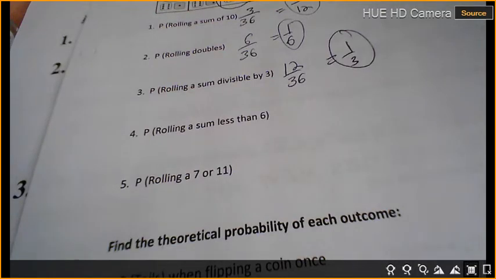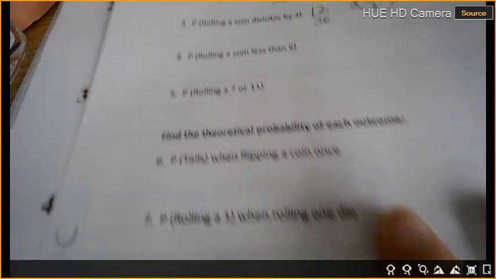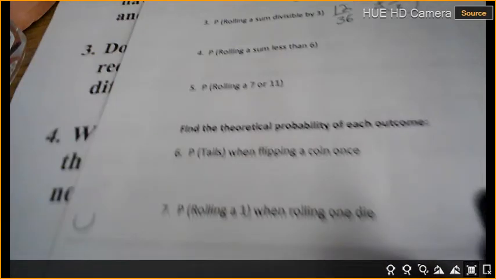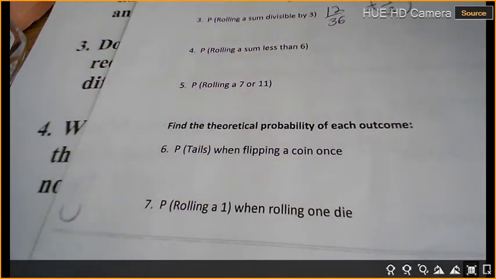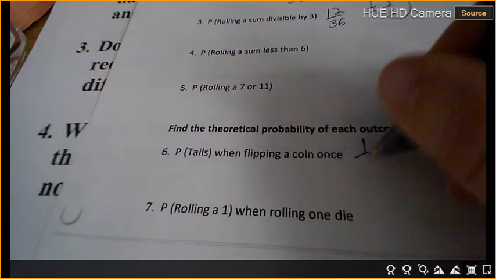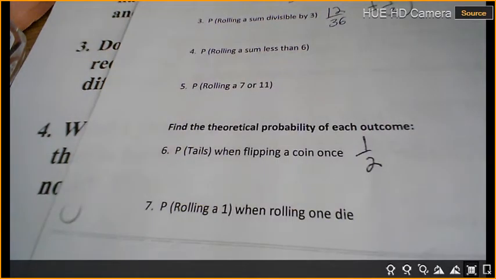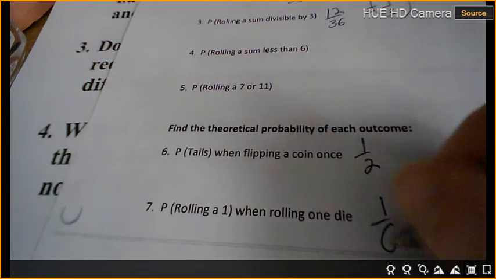Okay? So, probability of tails when flipping a coin once. So this should be just like your warm-up. What do you get? What's the probability of flipping tails? 50% or 1 out of 2. Okay? What's the probability of rolling a 1 when rolling 1 die? So how many sides are there possible on a die? 6. What's the probability of getting 1? 1/6.